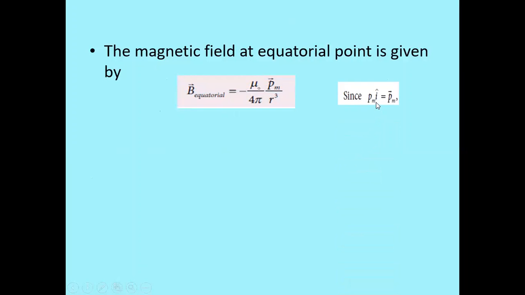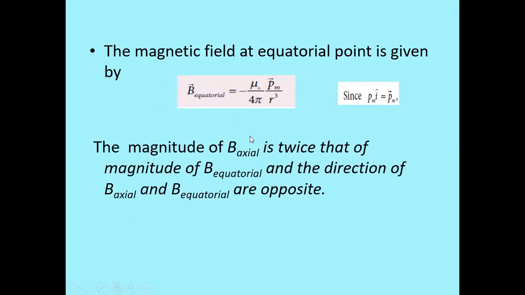Now Pm into I vector can be written as Pm vector. So B equatorial is equal to minus mu 0 by 4 pi Pm vector by R cube. The direction of this vector is along the negative x-axis.